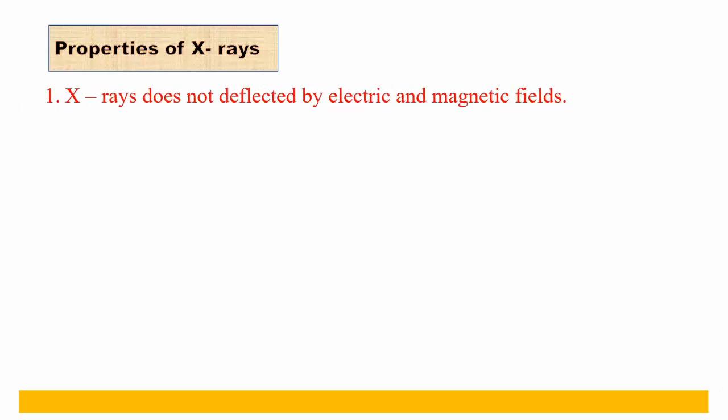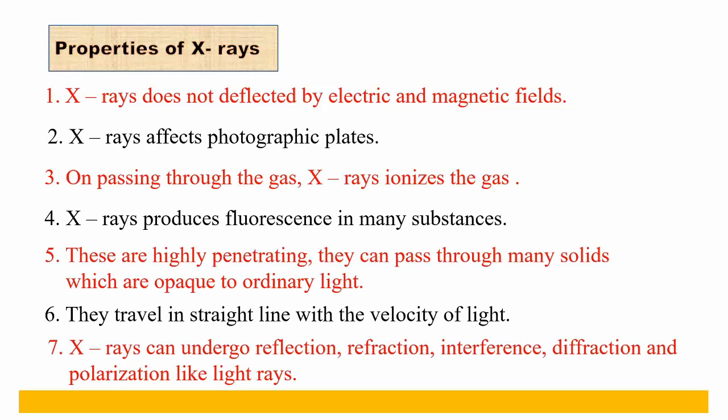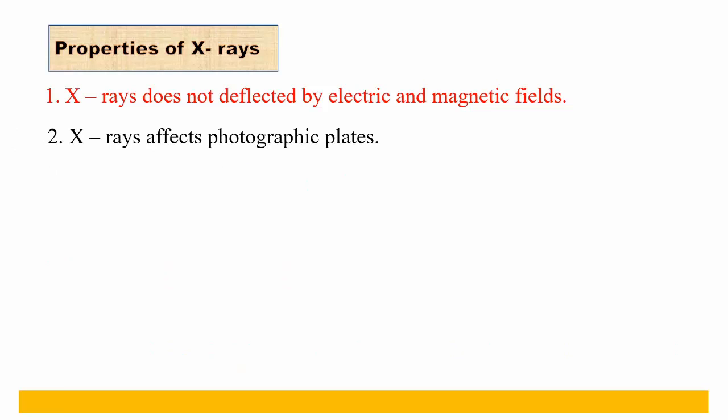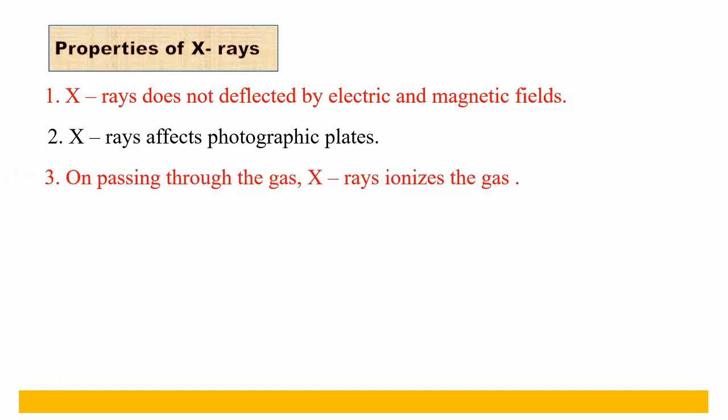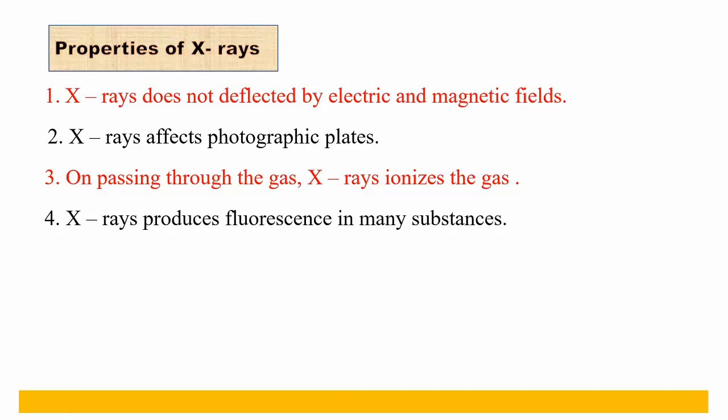First one, the X-rays do not deflect by electric and magnetic fields. Second one, the X-rays affect photographic plates. Third one, as the X-rays pass through a gas, the gas ionizes. Fourth one, X-rays produce fluorescence in many substances, means as X-rays pass through the substances, then fluorescence can be produced.